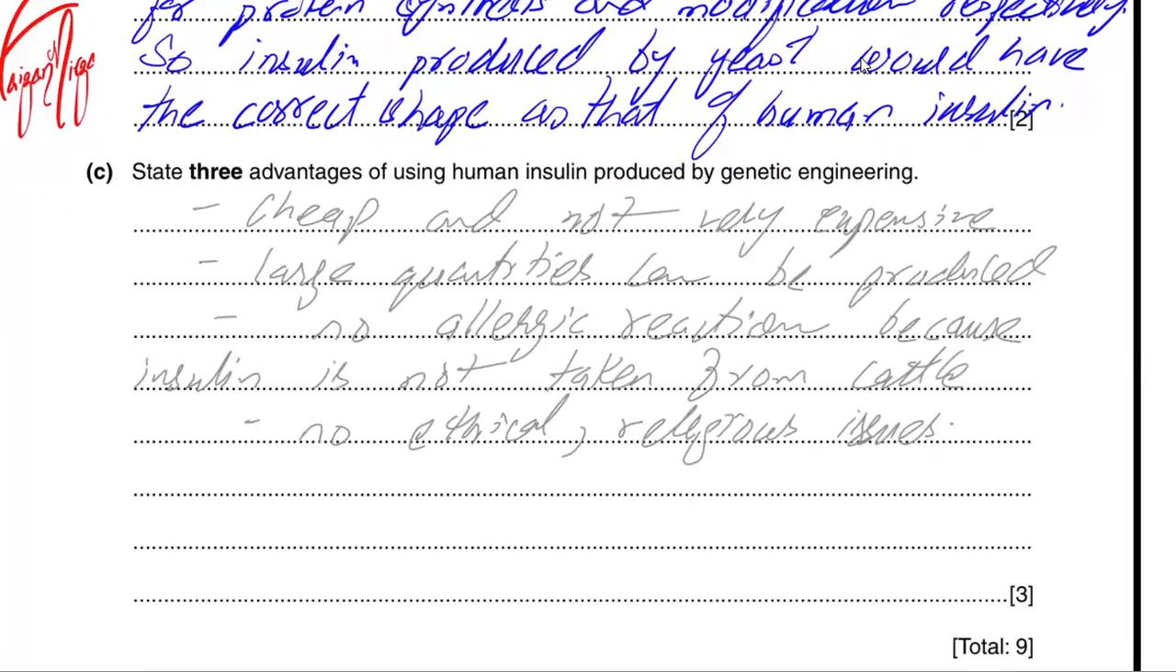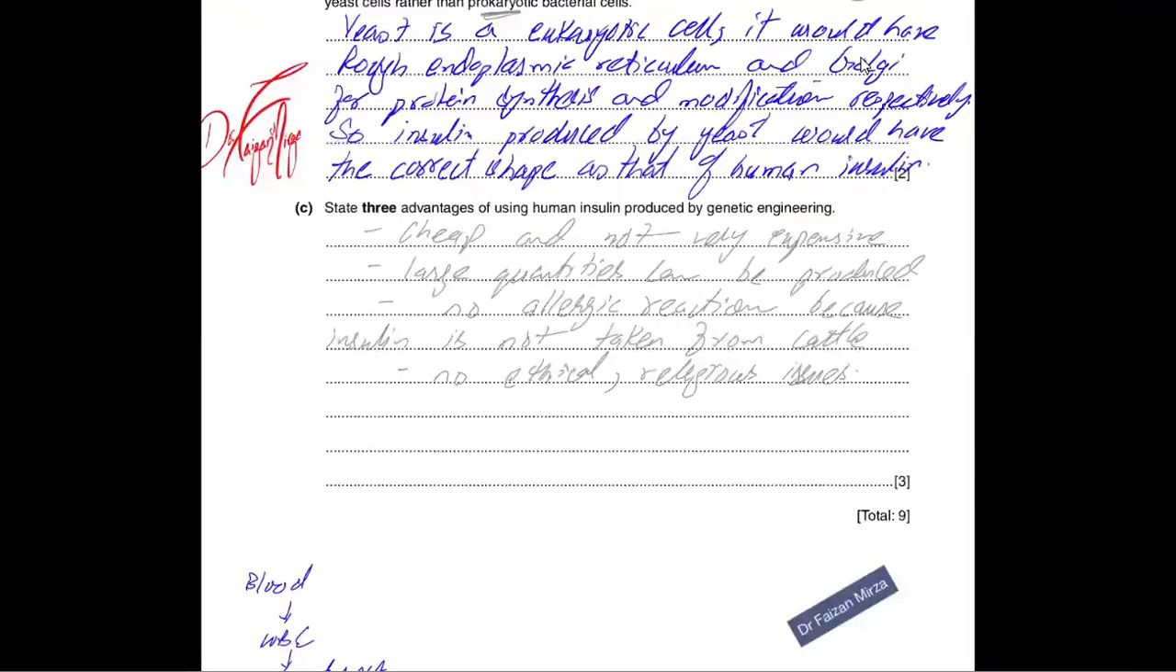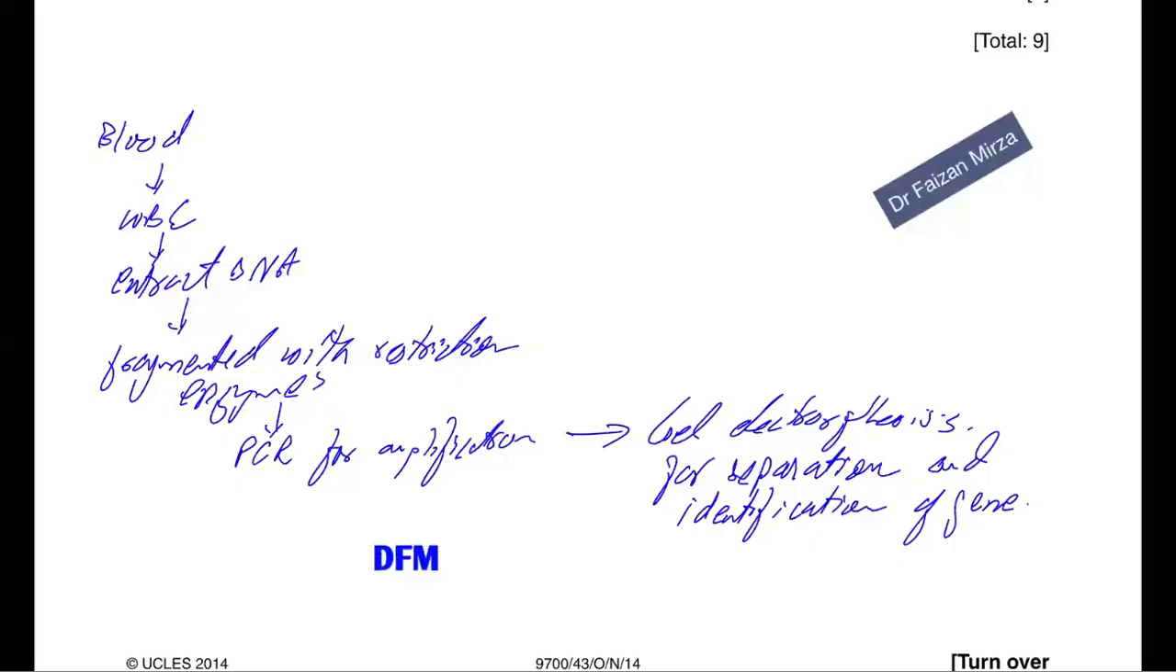State three advantages of using human insulin produced by genetic engineering. There are no allergic reactions because insulin is not taken from cattle, there are no ethical and religious issues, it is cheap and not very expensive, and large quantities can be produced. So we can add these points here.